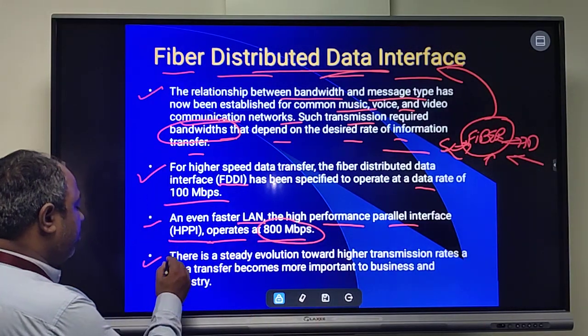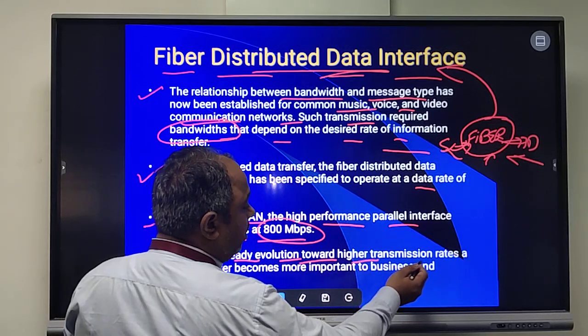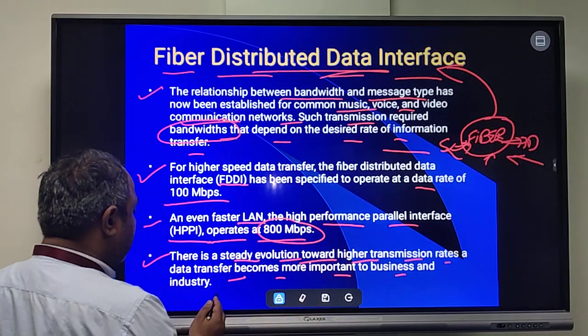Now we are talking about one more point. There is a steady evolution toward higher data transmission rates. Data transfer becomes more important to business and industry.